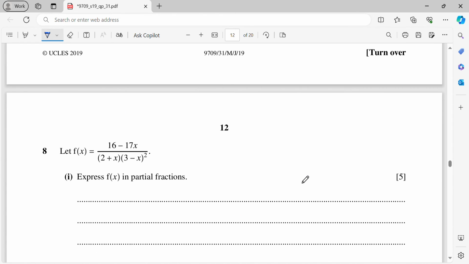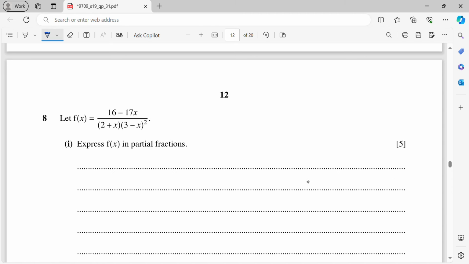Okay, question number 8. Given f(x) is a rational function. First part, express f(x) in partial fractions. So 16 minus 17x over 2 plus x times 3 minus x squared. First of all, you must check whether this is a proper or improper rational function. The degree of x in the numerator is 1. For the denominator, this is squared and here is degree 1, therefore it is degree 3, the highest degree. So I will classify this as a proper rational function.